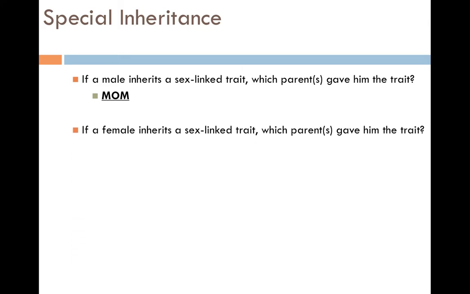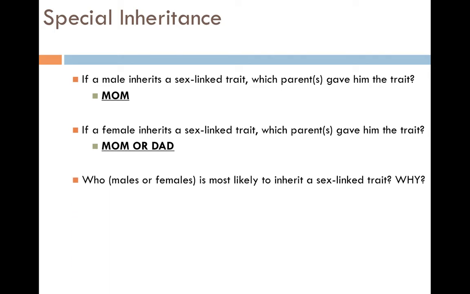If a female inherits a sex-linked trait, which parent gave her the trait? That should say gave her the trait, that's a little bit of a formatting issue. So a female inheriting a sex-linked trait, that's actually going to be either of her parents because both of them give her an X chromosome where those sex-linked traits are going to be carried. So she could inherit from either mom or dad, depending on who has the trait.